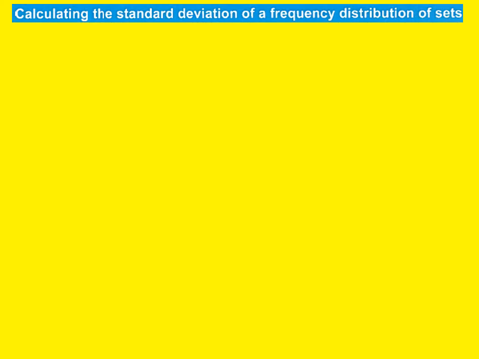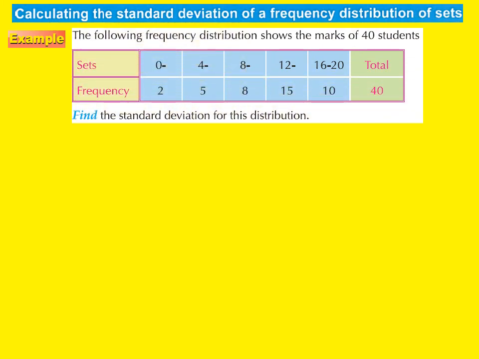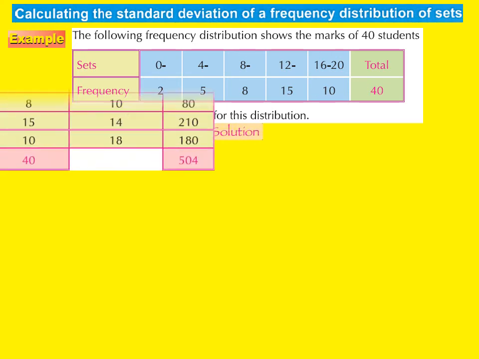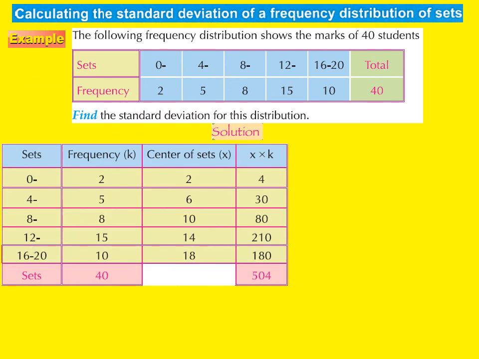Calculating the standard deviation of a frequency distribution of sets. Example: the following frequency distribution shows the marks of 40 students. Find the standard deviation of this distribution. Solution: sets, frequency, center of sets, x times k.